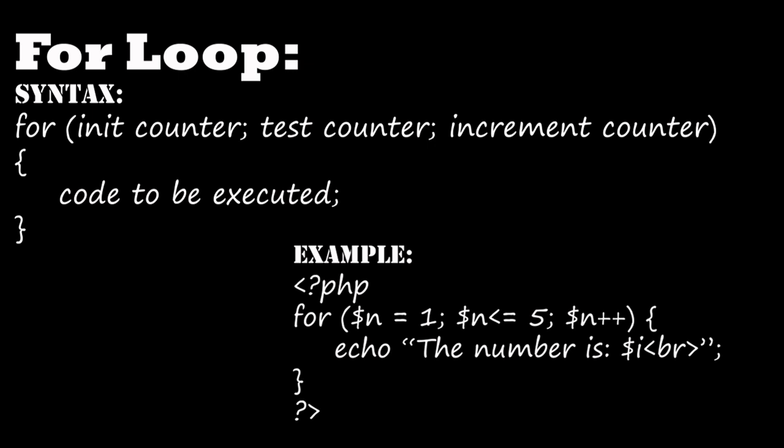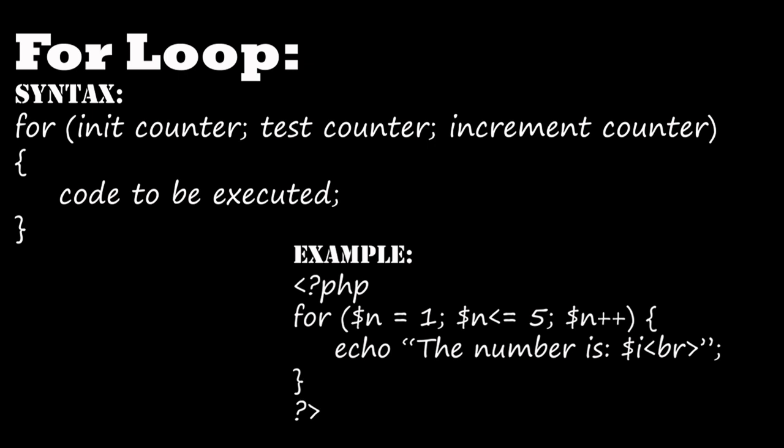And then the next one is the test counter. Test counter means it is a condition. Till 5 we need, right? So we have to give n less than or equal to 5, or else you can give less than 6. That means you get values up to 5. This test counter is evaluated for every repetition, every iteration. Only if it is true, it will execute the next turn of the loop.